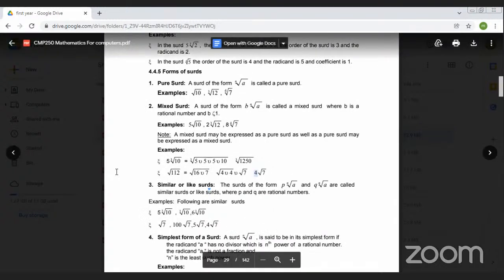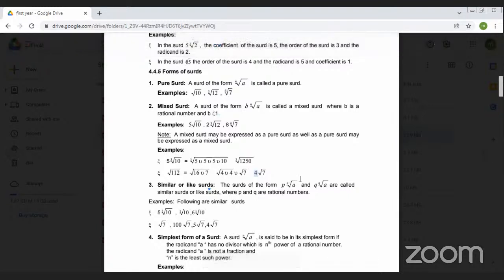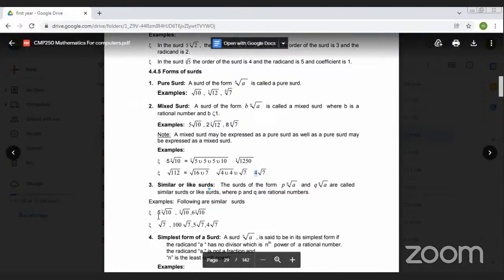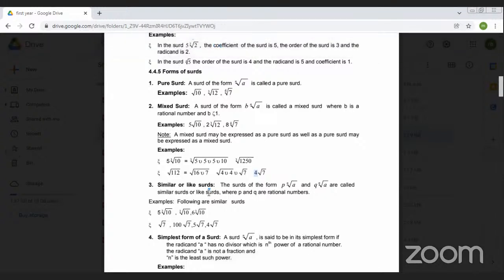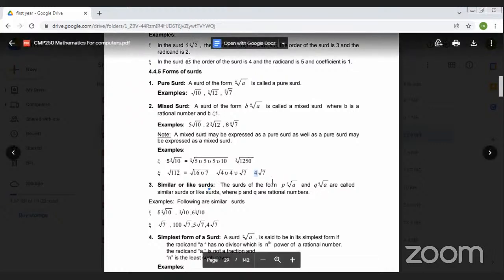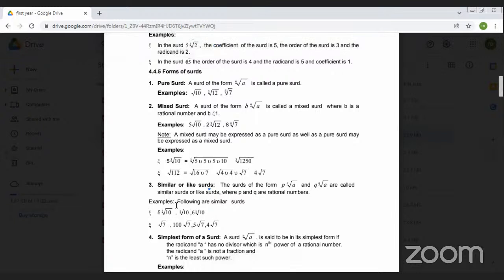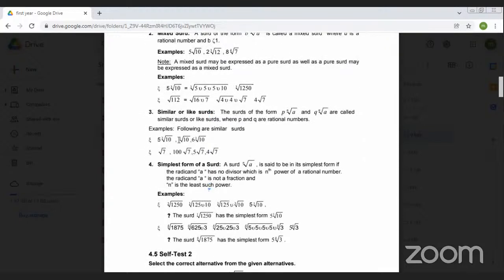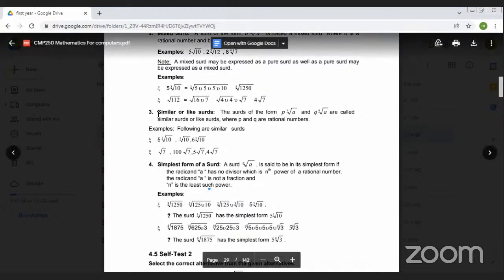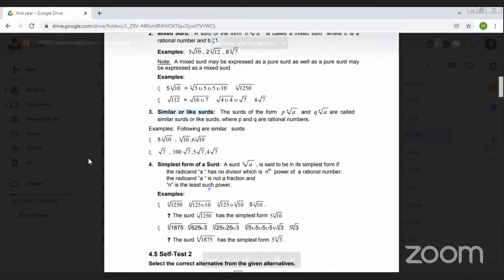Similar or like surds. The surds of the form P times nth root of A and Q times nth root of A are called similar surds. So when do I say they are similar surds? See, you can see only the value of coefficient changes. Value of coefficient is changing. Here the value of coefficient is 5, here the value of coefficient is 1, and over here it is 6. Then only I can say they are similar or like surds.